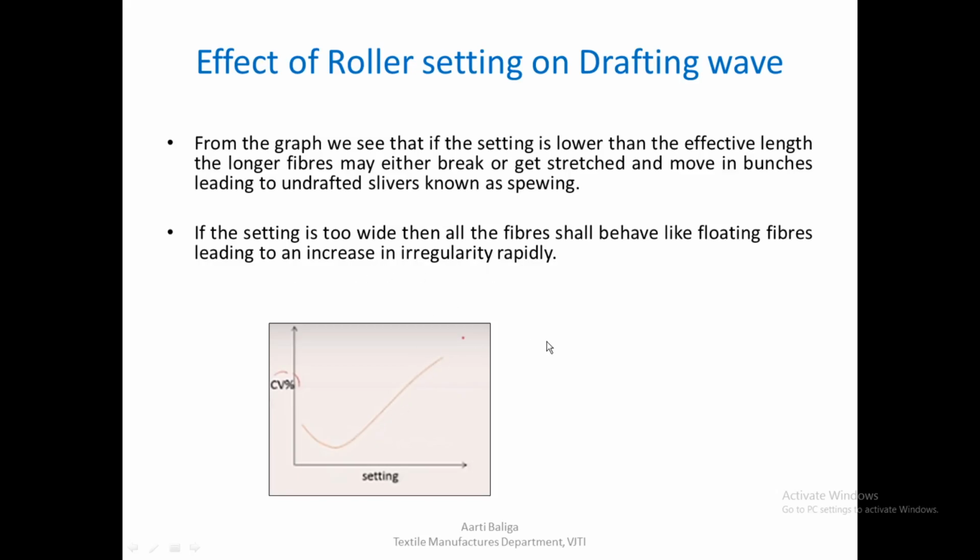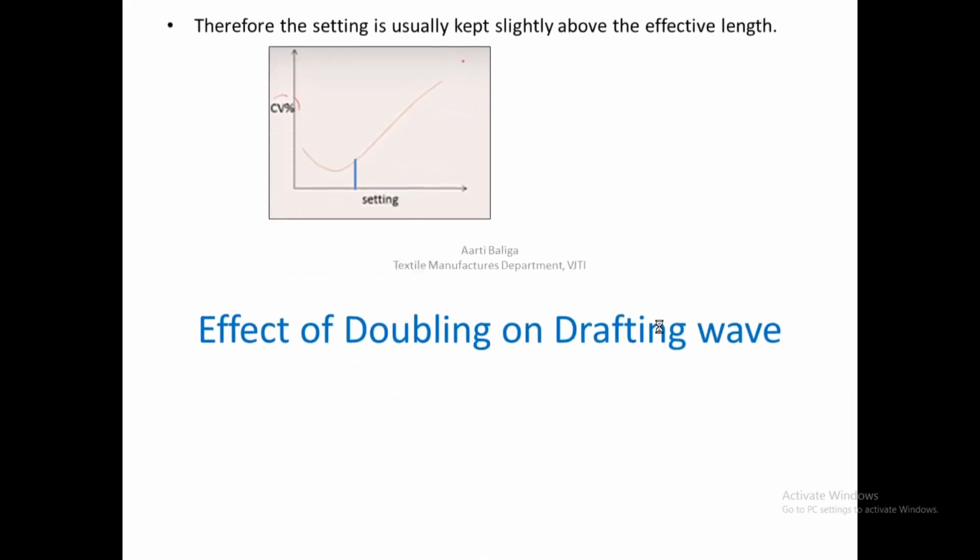So what kind of setting should we go for? Therefore the setting is usually kept slightly above the effective length. So it would be somewhere here, which is shown by this blue line. Whatever minimum CV you get, if you keep the effective length just slightly above that, the drafting wave is found to be fairly in control.